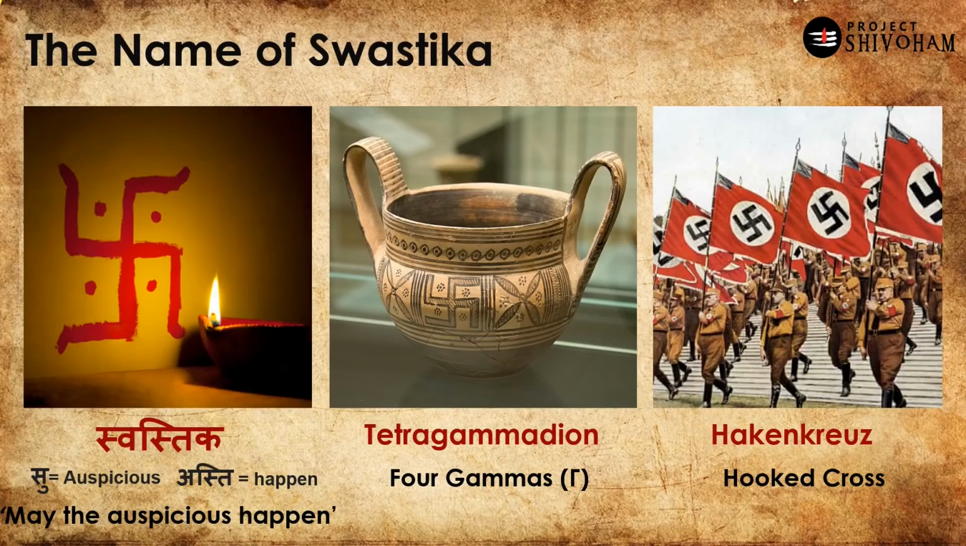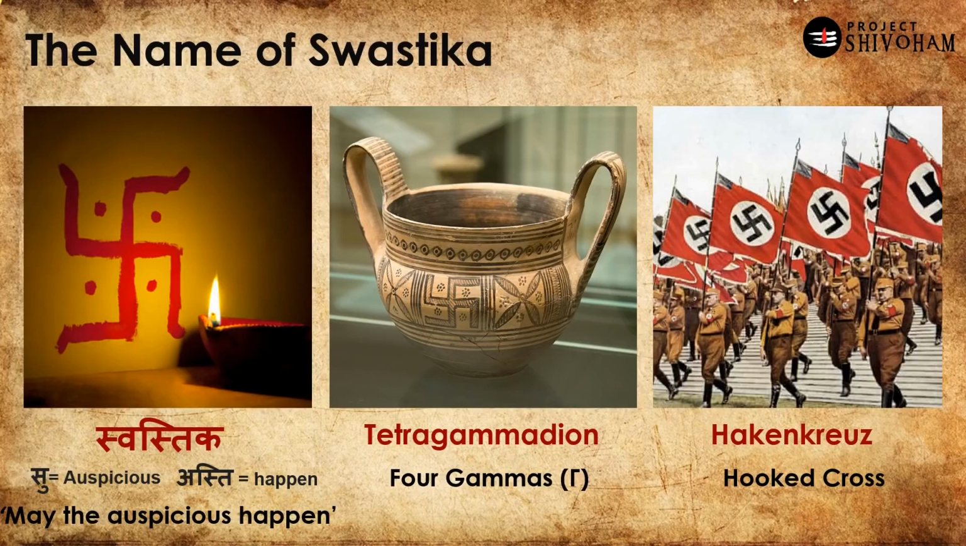Now if you see these two words, tetragrammaton and Hakenkreuz, both explain the physical properties of the symbol, right? The way we see and perceive, they are explaining the physical properties of the symbol, while the Sanskrit word swastika explains the ideological property of the symbol. Swastika does not explain anything about how physically the symbol is constructed. Rather, we chose to express the intention behind the symbol.